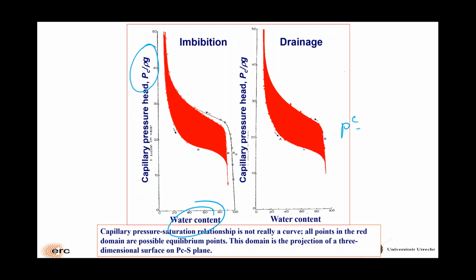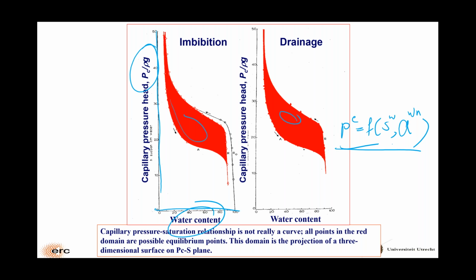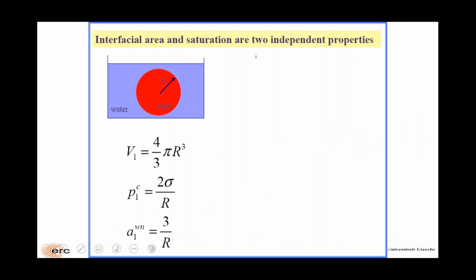Because if Pc is a function of not only saturation, but something else, and I'm going to say in a minute that something else is the interfacial area between the wetting and non-wetting phase, then we have a surface. And the projection of that surface onto this plane of Pc will give you this projection domain, showing that Pc is not just a function of saturation, but also interfacial area. I'm going to show you this thought experiment. We have done the real experiments too.